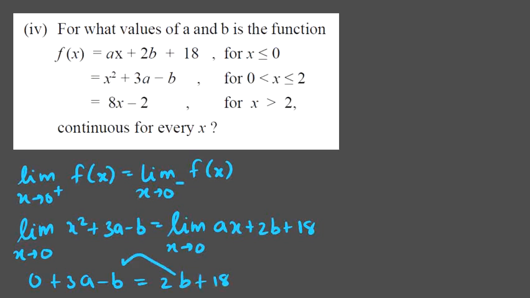You can take that 2b on the left. So that will give you 3a minus 3b equal to 18. And cancel off a 3 in the entire expression. So you will have a minus b equal to 6. That is your equation number 1.